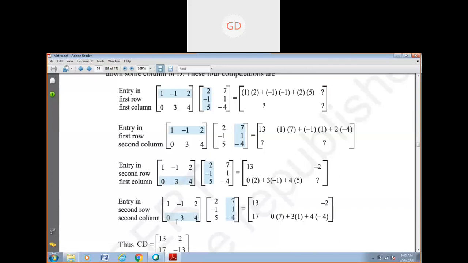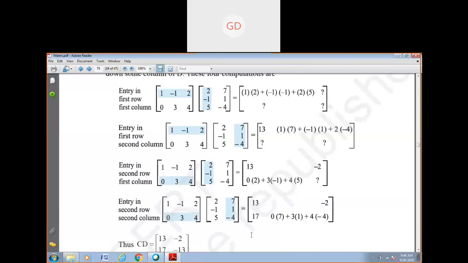So 0 into 7, 3 into 1 and 4 into minus 4. This gives us finally the last element, actually the second element of the second row. So doing this multiplication by the second row is over. Second row into first column and second row into second column is over, and we have got the second row.